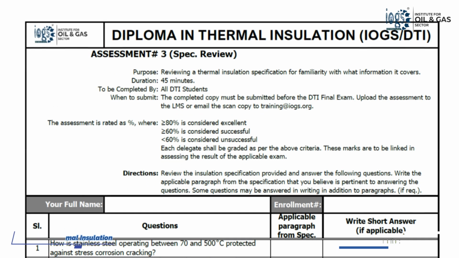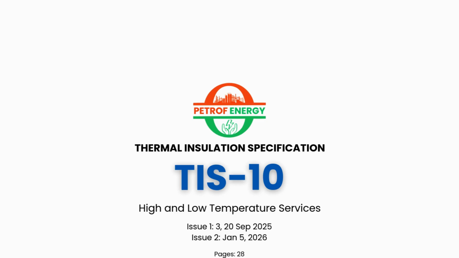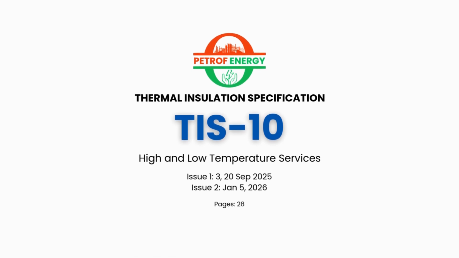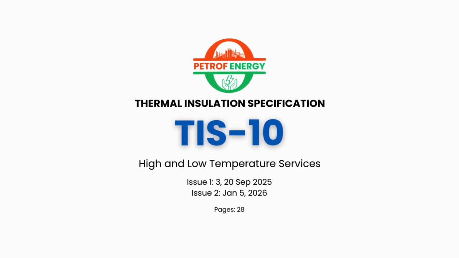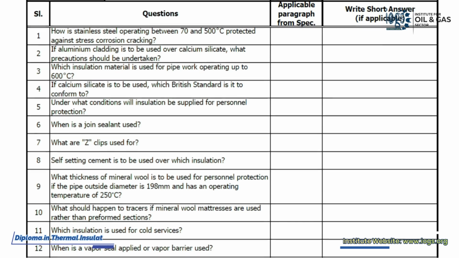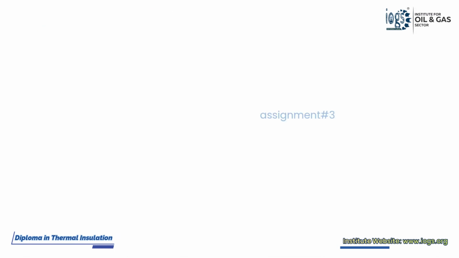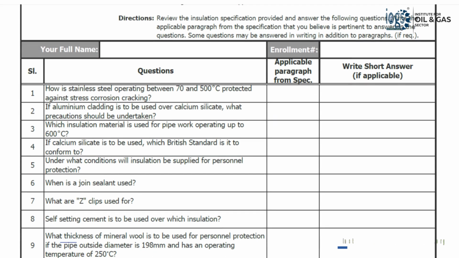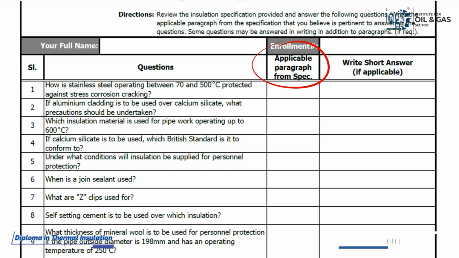The third assignment is titled Specification Review. This assignment requires you to review a 28-page specification from Petrof Energy entitled TIS-10 and answer 15 questions based on what you've learned. You should make sure to answer the questions in Assignment 3 based solely on the Petrof Energy specification, excluding references from the book or other resources, as well as provide the applicable paragraph in the place indicated in the assignment sheet.